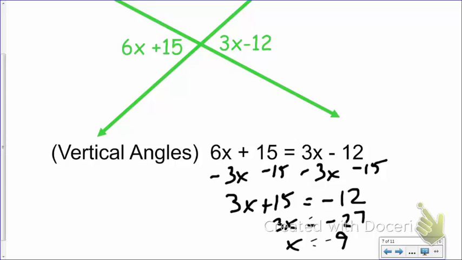Now in this case, this doesn't make much sense because if I plugged in negative 9, I'd have negative angles up here. So this isn't a great problem for an example, but this is what you come up with for the answer. If I plugged it in, I'd have negative 39, and I'd have negative 39. So it's kind of a weird example, but that's how you set it up, and that's how you would solve it.